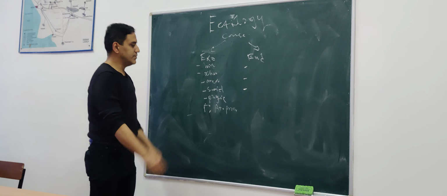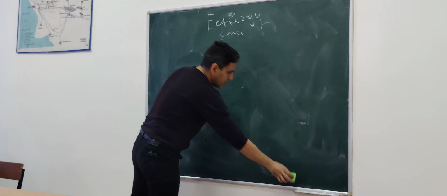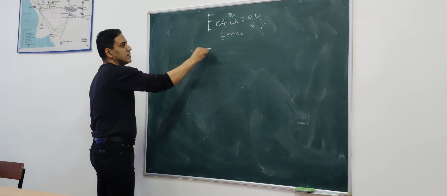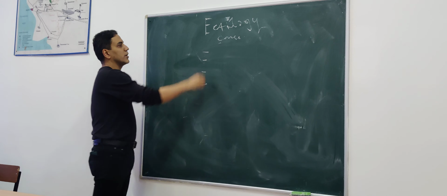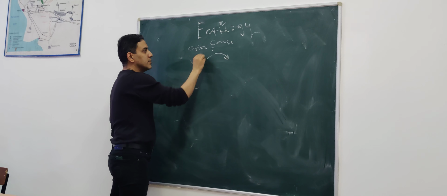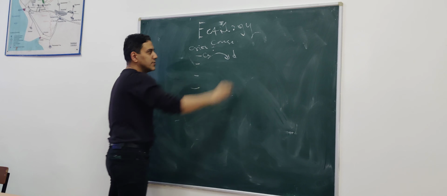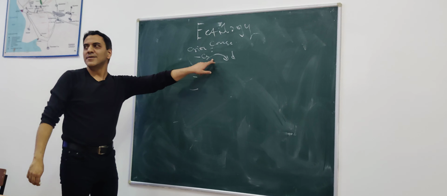So scientists suggest that the causative factor has four criteria. First one, the causative factor comes before the disease. Cause, then disease. Do you agree? First cause and then disease. It could not be disease and then cause.